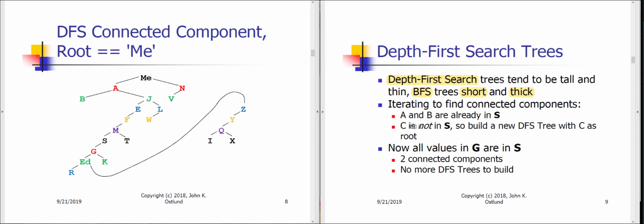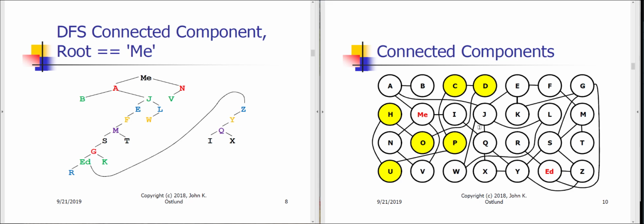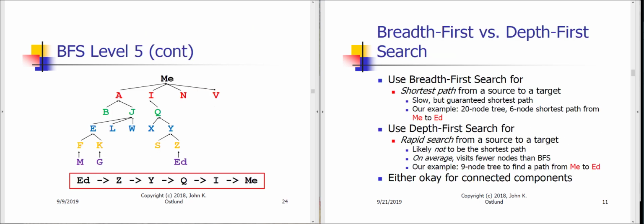Once we've done that, we'll discover that we have visited all 28 nodes that exist in our graph, and so we're done. And we have found 2 connected components in our graph. And here in slide 10 is the same diagram that we saw of the connected components that we found using breadth-first search last week.